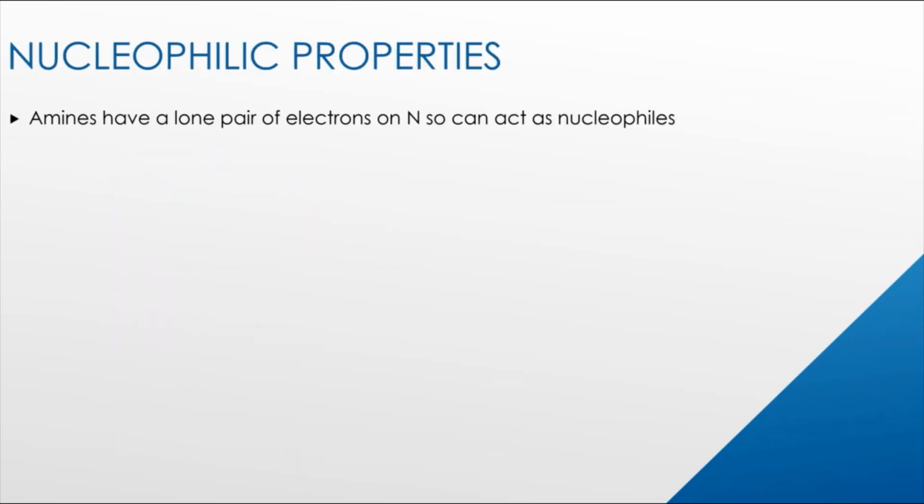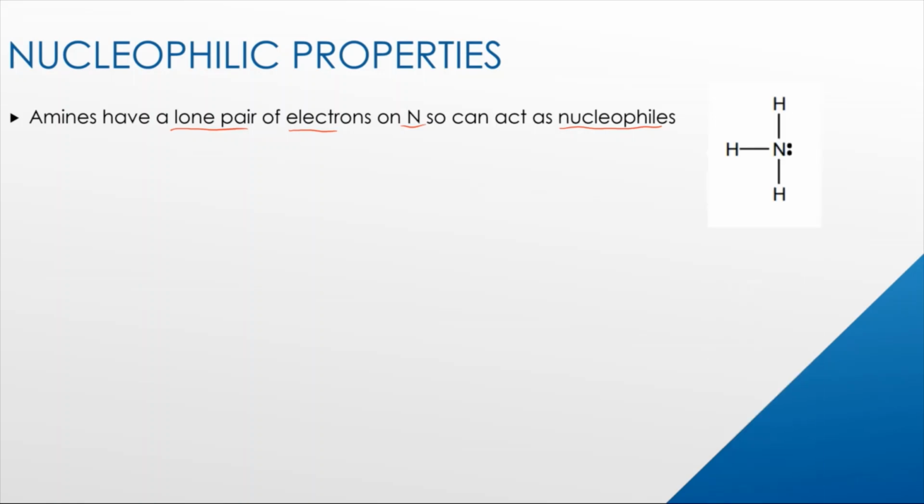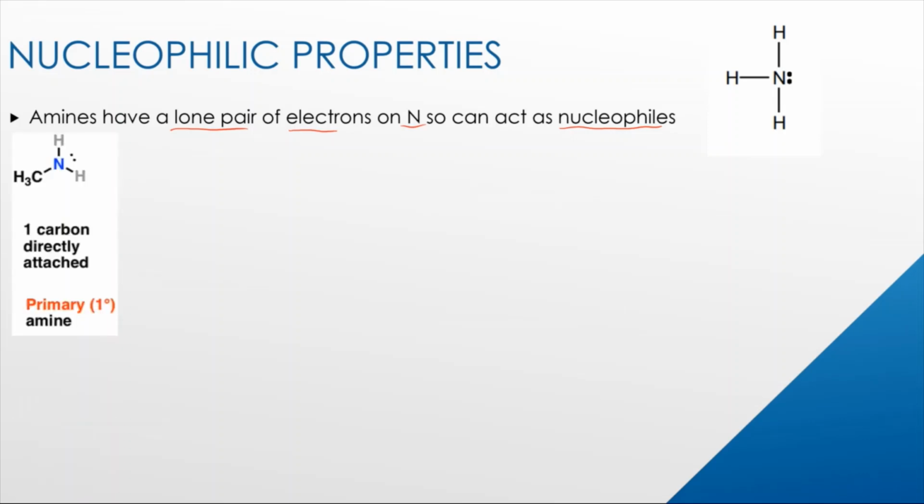So looking at the nucleophilic properties of amines. Amines have a lone pair of electrons on the nitrogen. So this just means that they can act as nucleophiles. Just remember that nucleophiles are electron pair donors. So looking first at an ammonia molecule, what can happen is a haloalkane can come along, and that ammonia can react with that haloalkane in a nucleophilic substitution reaction, which we have looked at earlier, and this can end up forming a primary amine. Now that nitrogen still has that lone pair of electrons.